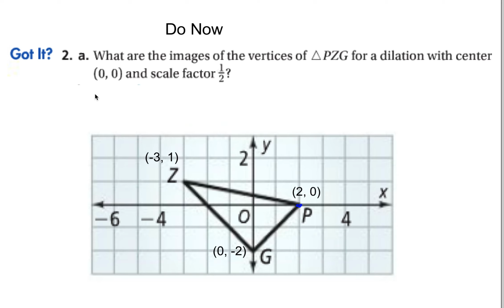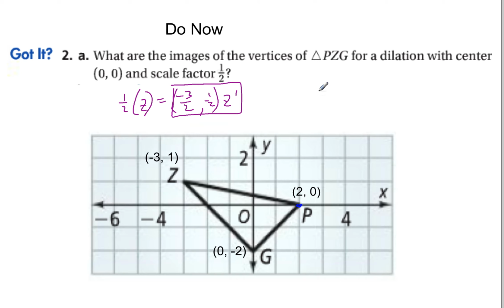Okay, so once again, I'm going to take my scale factor, which is 1/2, and multiply it by each of these coordinates. So I have 1/2 times Z, which is going to be 1/2 times minus 3, which is minus 3/2, or minus 1.5, and 1/2 times 1, which is 1/2. So this is going to be my Z prime.